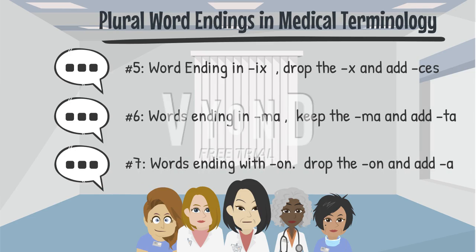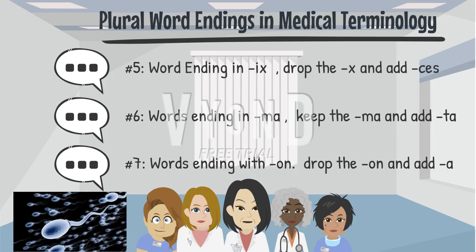Number 7. Words ending with ON. When the singular form of the word ends with ON, drop the ON and add A. For example, spermatozoon, spermatozoa.